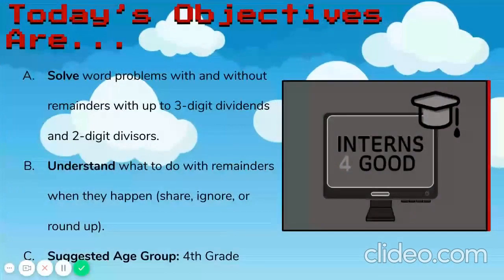So today we're going to learn how to solve word problems with and without remainders with up to 3-digit dividends and 2-digit divisors. We will also understand what to do with remainders whenever these do happen. So we might share them, we might ignore them, we might round them up. And this presentation is for 4th graders because that's what's part of the Common Core curriculum for 4th grade.